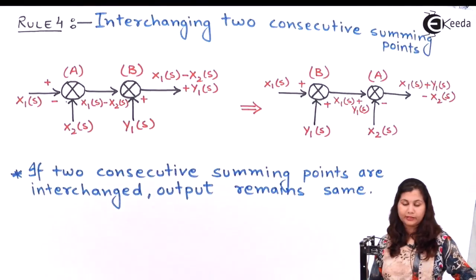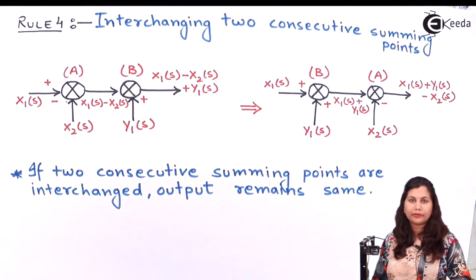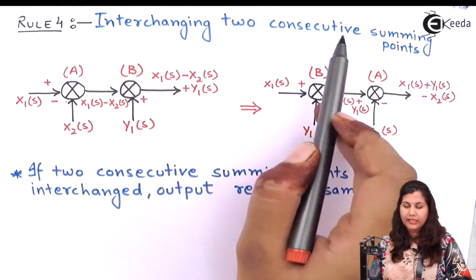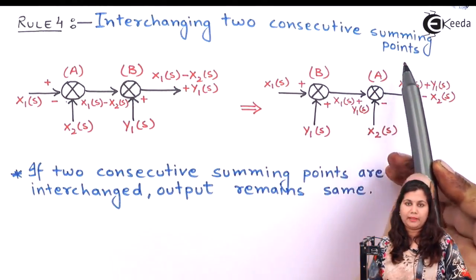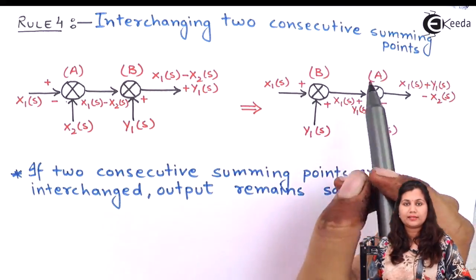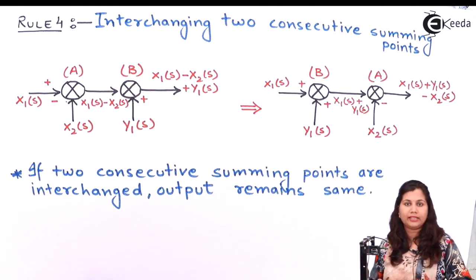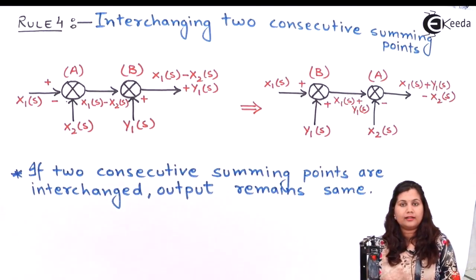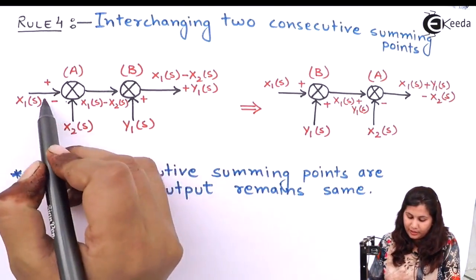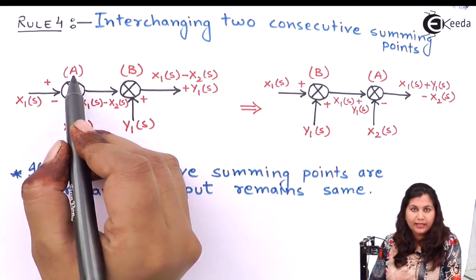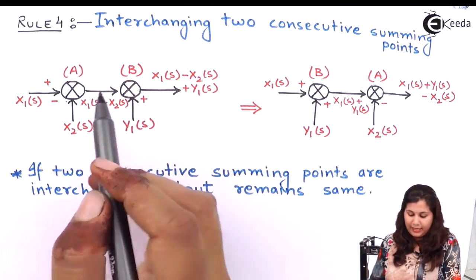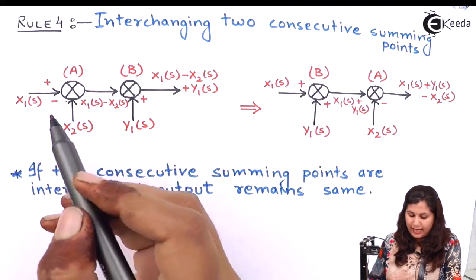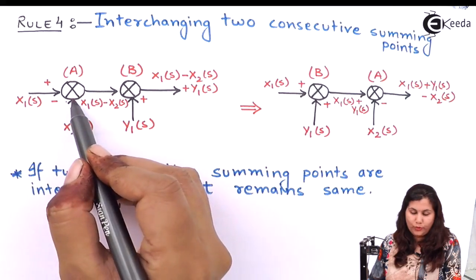Now let's study the fourth rule for the block diagram reduction technique. The fourth rule is how we can interchange two consecutive summing points. Consecutive means that they are coming one after the other. How can we interchange them? This is the diagram for this. We have a summing point A and a summing point B, and the inputs to this summing point A are X1(s) and also this X2(s).